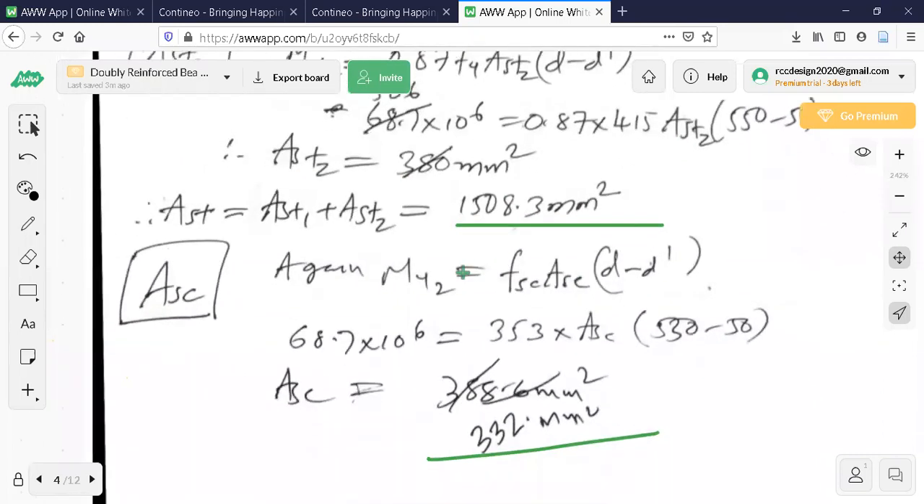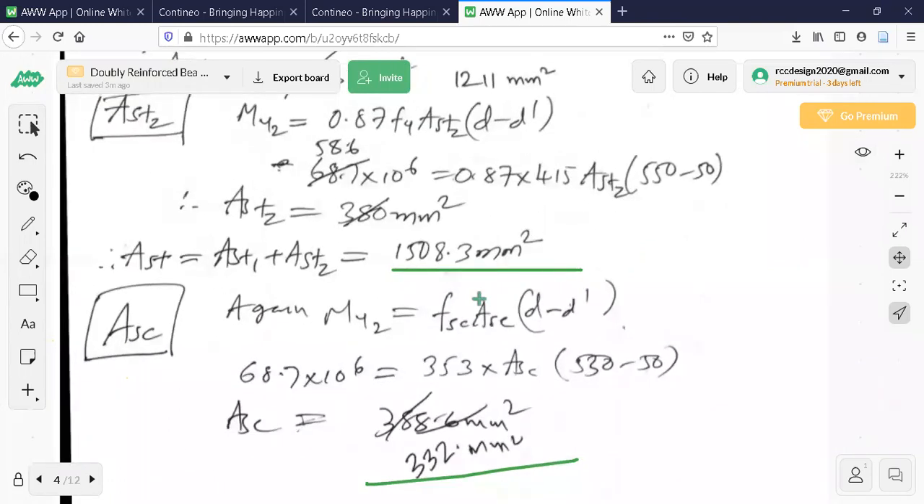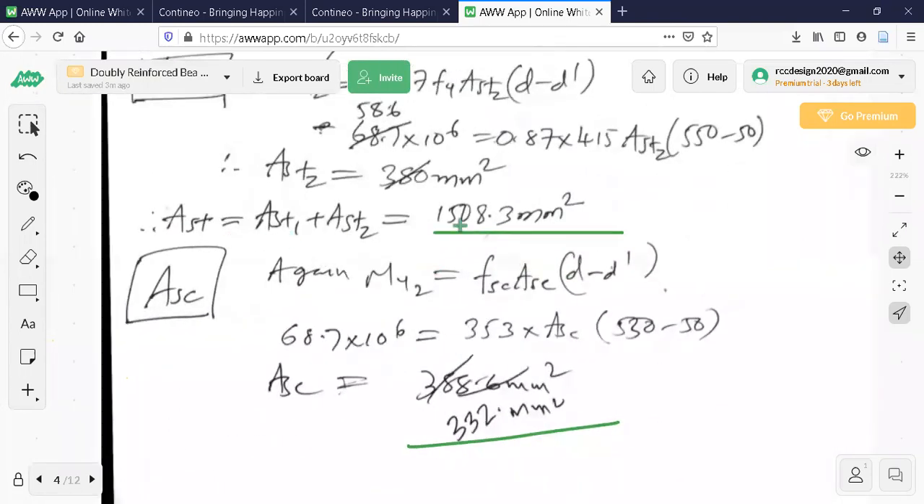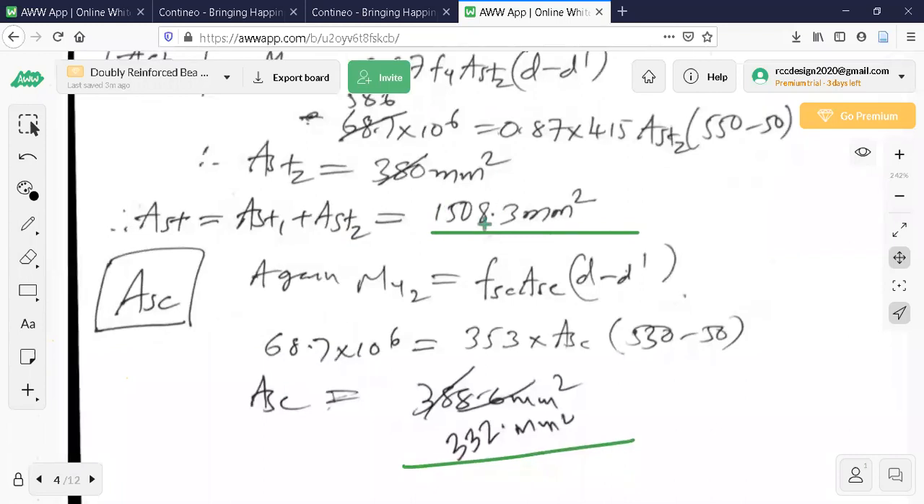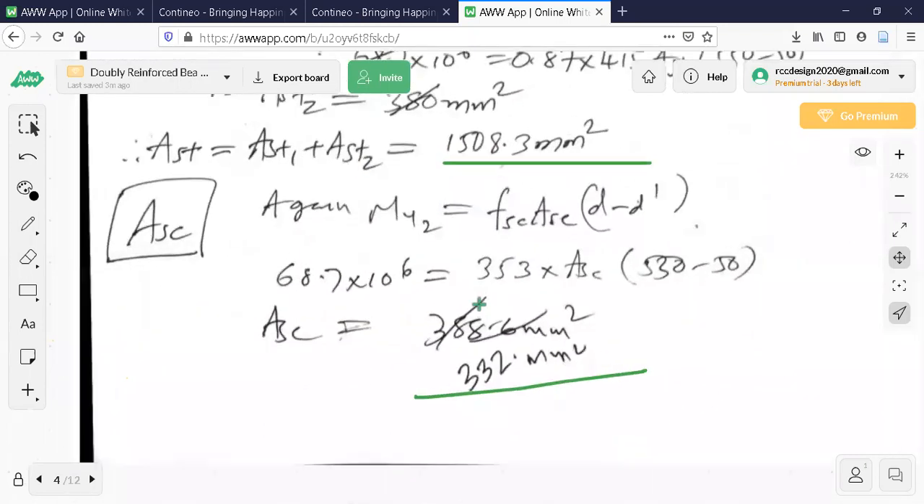Find the value of Ast. Okay. Now calculate the Ast value. Till you add these two, don't worry about the diameter and number of bars, because it has to be checked against minimum values again. That is the next step. Again use Mu2 and find out Asc.